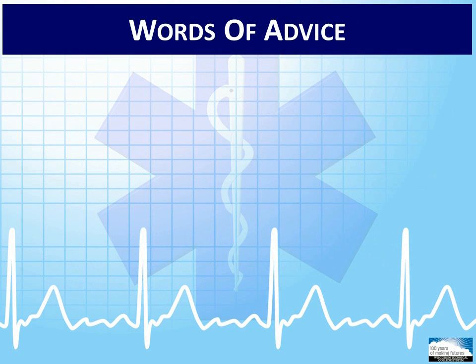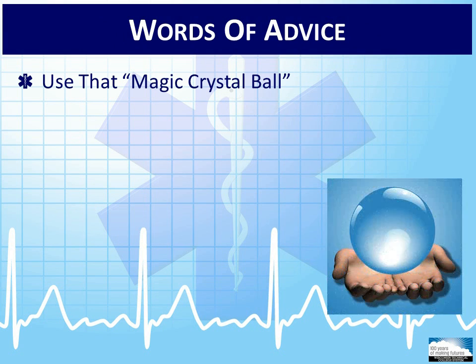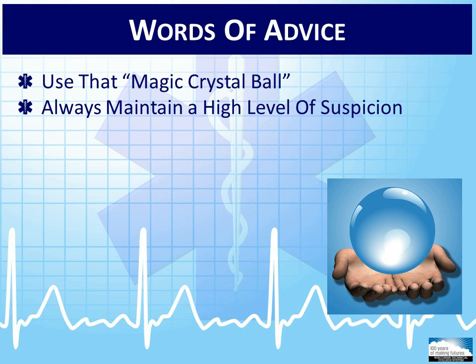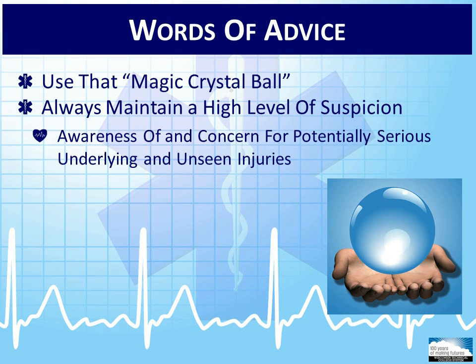Where trauma is concerned, EMS providers must use their magic crystal ball, so to speak, to try and predict injury patterns based upon the mechanism of injury and the story gathered from the patient and witnesses. When dealing with any traumatic injury, one should always maintain a high level of suspicion. Stated another way, maintain heightened awareness of and concern for potentially serious underlying and unseen injuries based upon the mechanism and potential forces involved in the traumatic event. Anticipate internal injuries that cannot be seen by visual inspection only and be prepared to treat them if suspected.